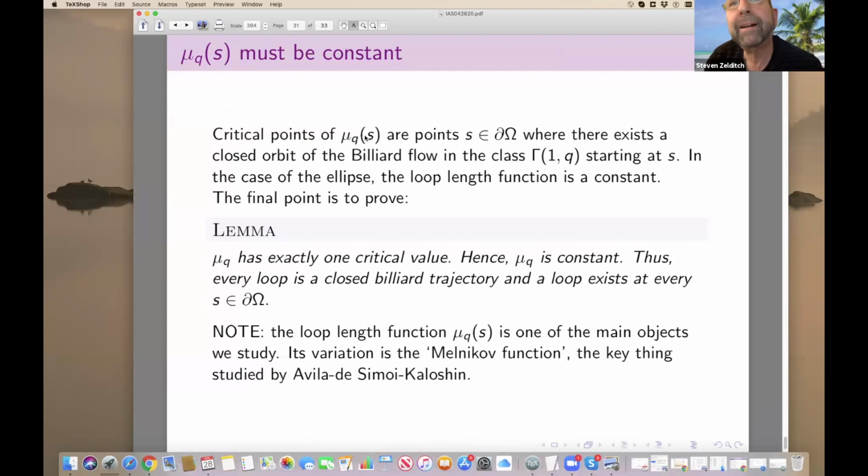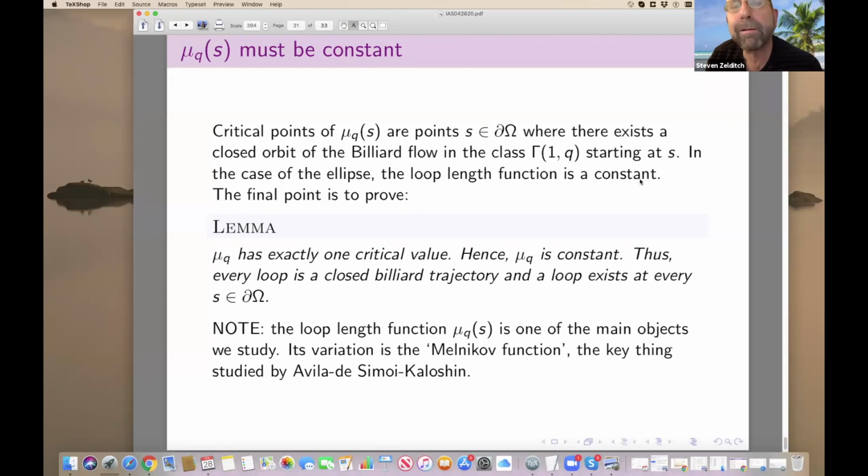So, as I say, the critical points are points where there exists a periodic orbit starting at s of type 1Q. In the case of the ellipse, the loop length function is constant. So we proved that, well, the hypothesis is you're nearly circular and you're isospectral to an ellipse, then your loop length function has exactly one critical value. Hence, it's a constant. Hence, every loop is a closed billiard trajectory. Therefore, it's rationally integrable.